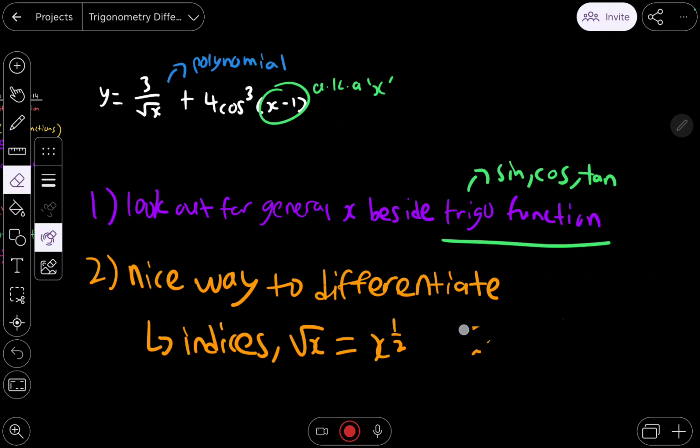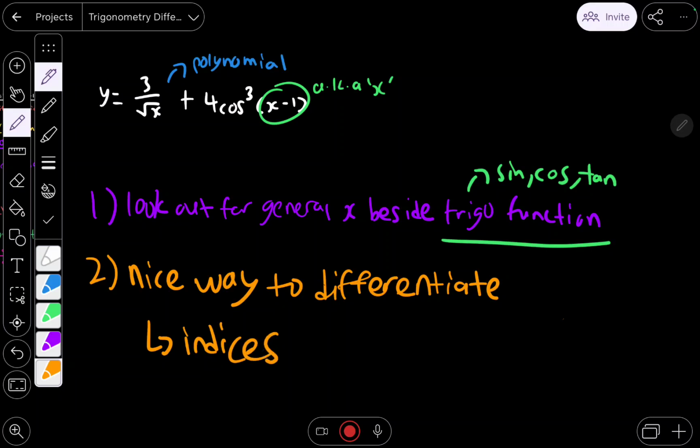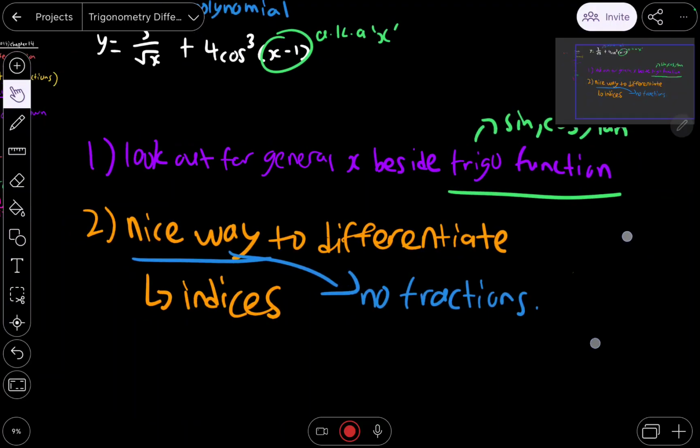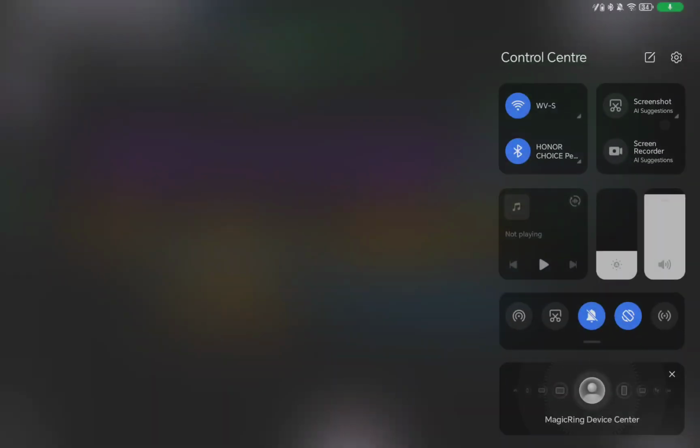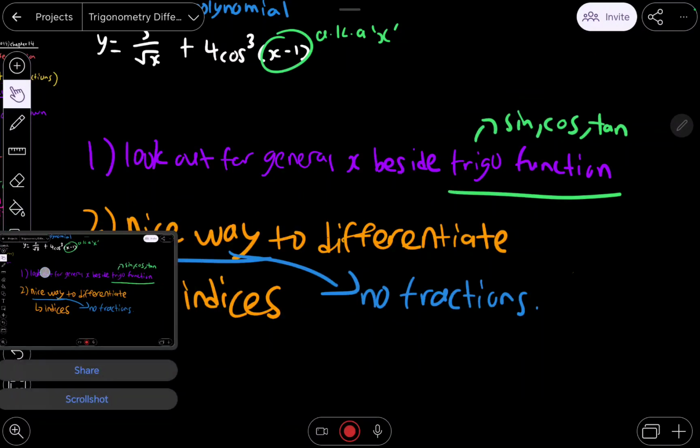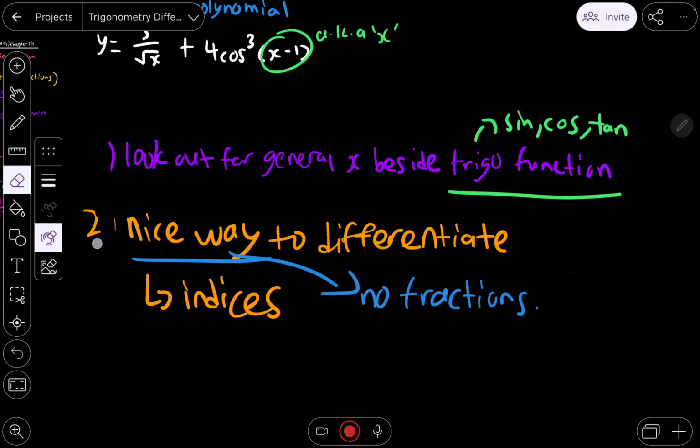Alright, so usually it's involving your indices. And then what do I mean by differentiating it in a nice way? It just means that no fractions. Alright, so these are the two things, and the one in orange applies to all differentiation questions, but in trigo differentiation, just at the first step, which is in purple. Alright, so let's move on to the question.